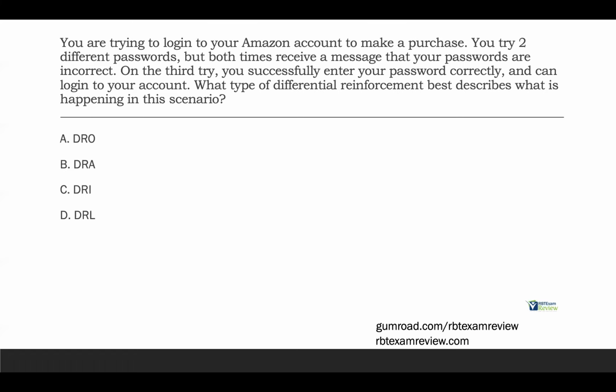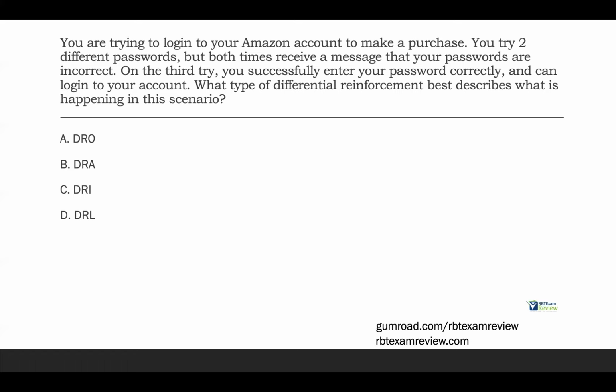What kind of differential reinforcement describes you entering passwords that are incorrect, not receiving reinforcement, and only when you enter the correct password do you receive reinforcement? So let's go through them. DRO. What is DRO? How do we test it? Well, we ask, are we being reinforced in the absence of a behavior? No, right? We are reinforced when we perform the desired response, which is the correct password. Okay, so we need to engage in the behavior to get reinforcement.